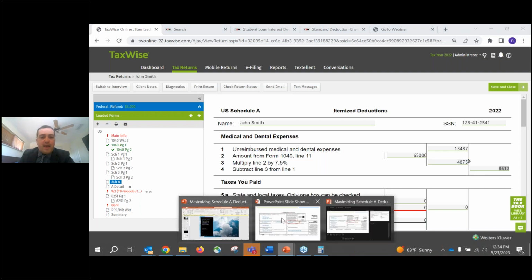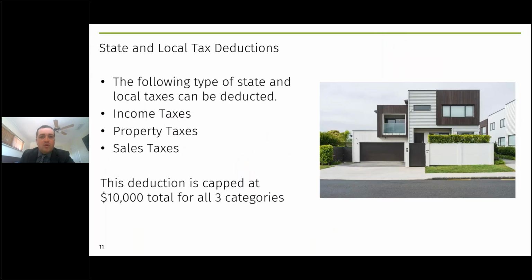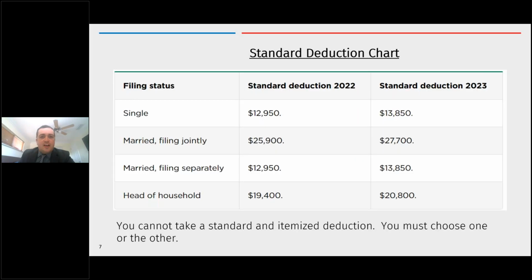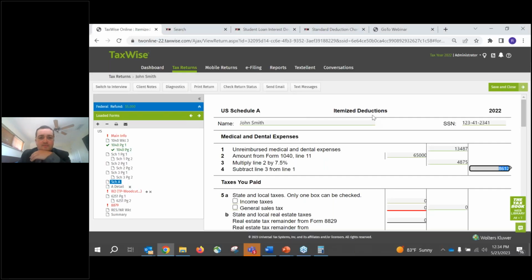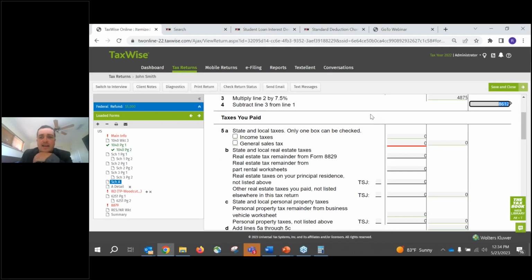And if we were to go back into our PowerPoint here and scroll back up to the standard deduction, well, we can see that we currently have not hit what the standard deduction would be, but very likely they're going to have some expenses here in the future that may get them over these thresholds. So jumping back into TaxWise, let's go ahead and focus now on the taxes that you paid.